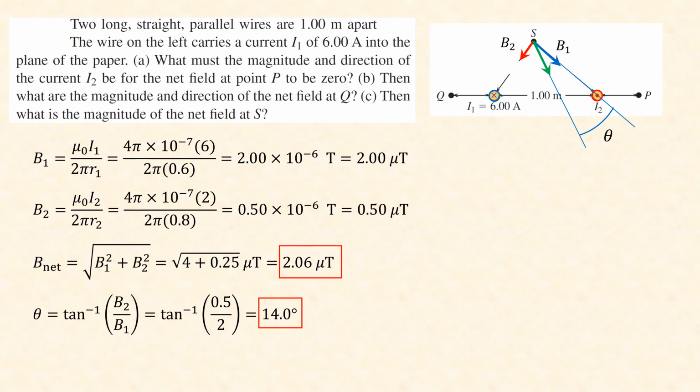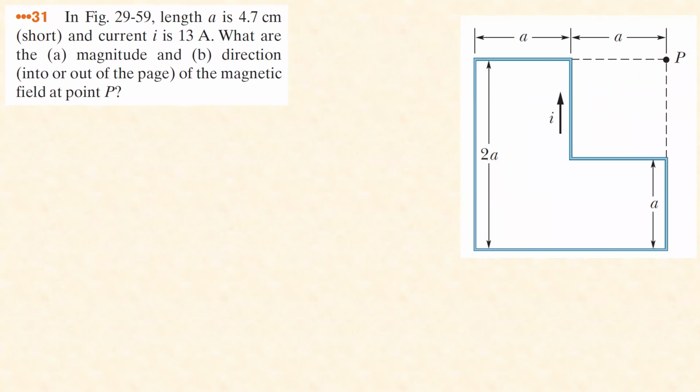We're going to have more of these. This is another example. In the figure, length A is 4.7 centimeters and current I is 13 amps. What are the magnitude and direction, into or out of the page, of the magnetic field at point P? We want to see what kind of magnetic field this whole loop of current creates at this point.